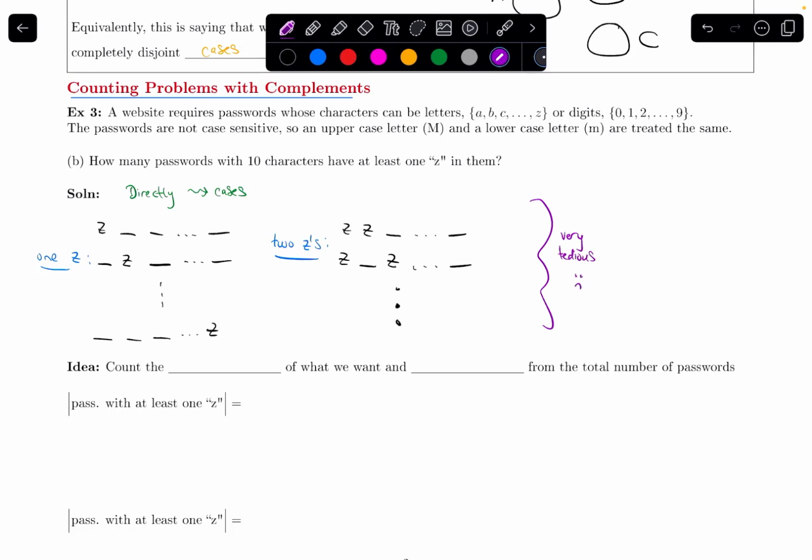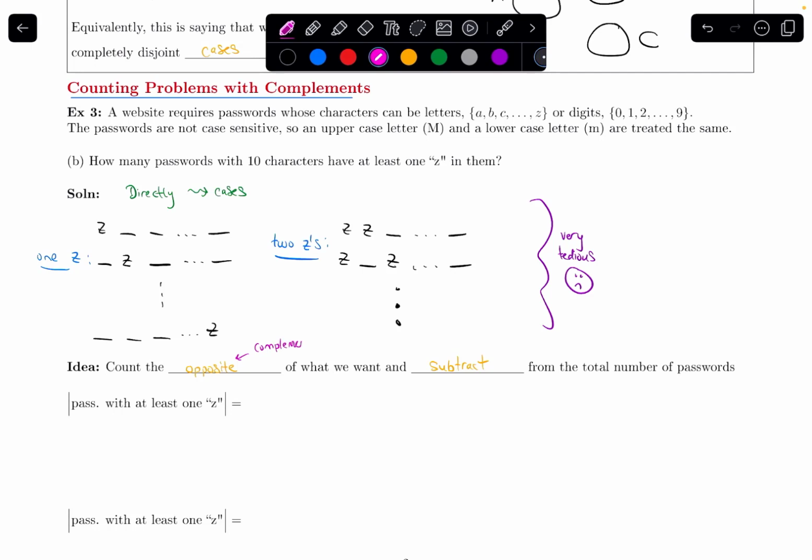Okay, so I'm going to put a sad face. So here's an idea I can use to get around that tediousness, which is I can instead try to count the opposite of what we want and subtract that from the total number of passwords. So what I mean by opposite is the complement.